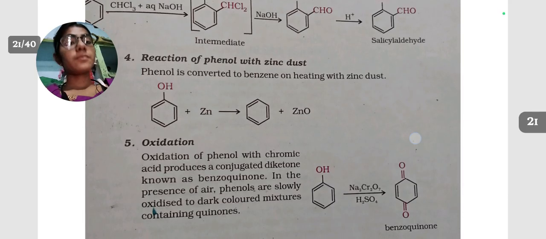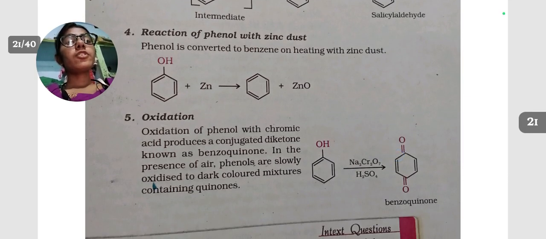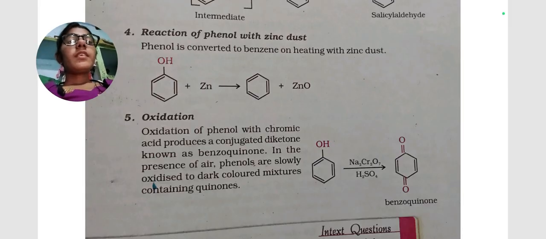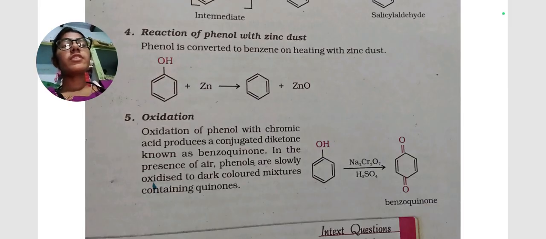This is oxidation. Oxidation of phenols with chromic acid produces a conjugated diketone known as benzoquinone. In the presence of air, phenols are slowly oxidized to a dark colored mixture containing quinones.